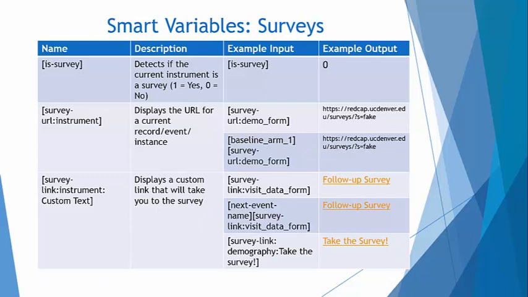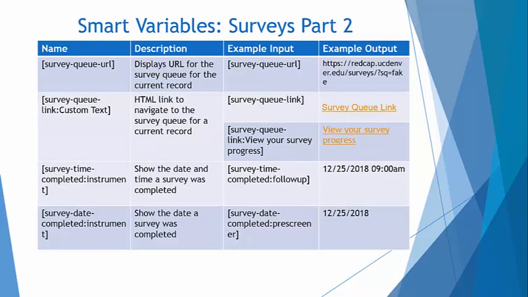There are many different smart variables that work with surveys. The first, isSurvey, detects if the current instrument is a survey, with 1 yes, 0 no, similar to isForm. Survey URL instrument displays the URL for a current record event instance for that survey. It'll take people straight to that survey. You may have seen this survey URL in your survey invitations. Survey link instrument custom text will provide a custom link that will take you to that survey. Survey queue URL will display the URL for the survey queue in the current record.